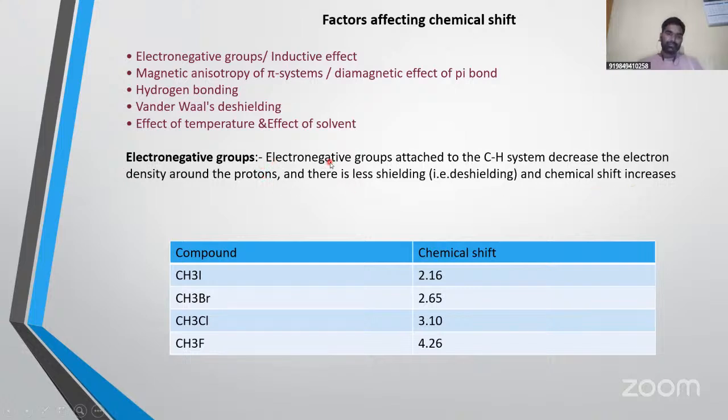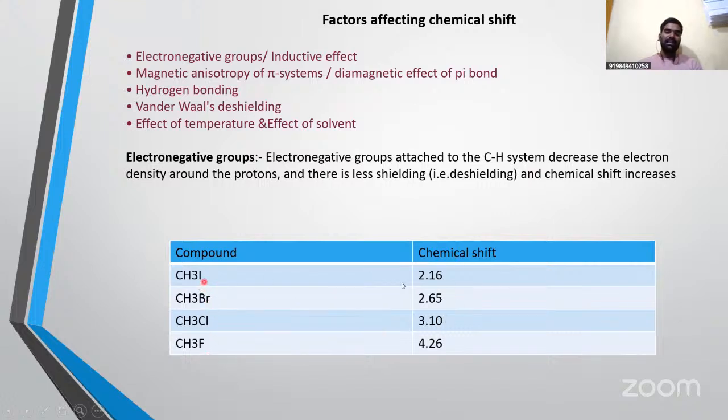So the electronegative groups bonded to the CH system decrease the electron density around the protons, and there will be de-shielding and the chemical shift increases. These are the compounds and their chemical shifts. You can observe here CH3I and CH3Br. These are electronegative groups: iodine, bromine, chlorine, fluorine. You can observe the chemical shift here.